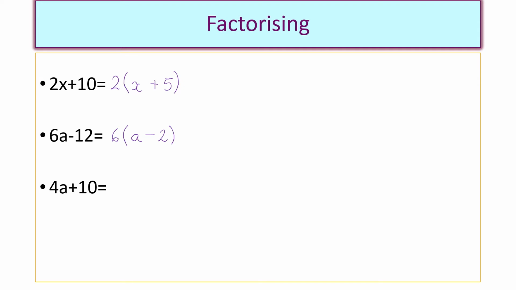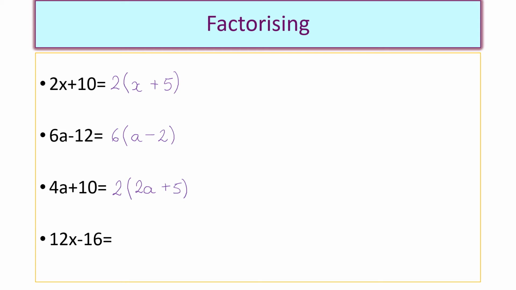So 4a plus 10, the highest common factor is 2. As you can see, 4 doesn't go into 10 without a remainder, so it can't be the highest common factor. It needs to be something smaller. So in this case, it's 2. Now, 2 times what is 4a? The answer is 2a. And then 2 times what is positive 10? It's positive 5.